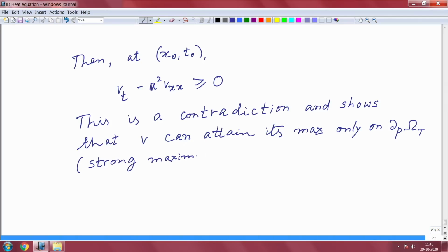Such a claim we cannot make for u, that is why we call it weak maximum principle. So, these are again important results in the analysis of the heat equation, which provide uniqueness and comparison results. Some of them we will see.